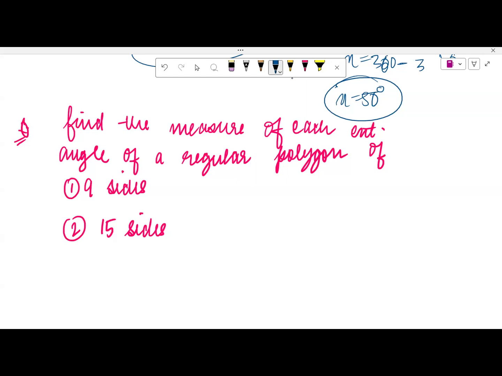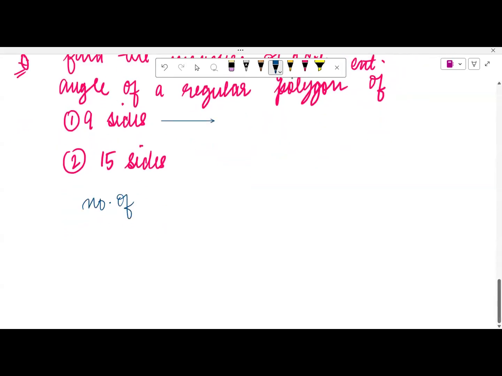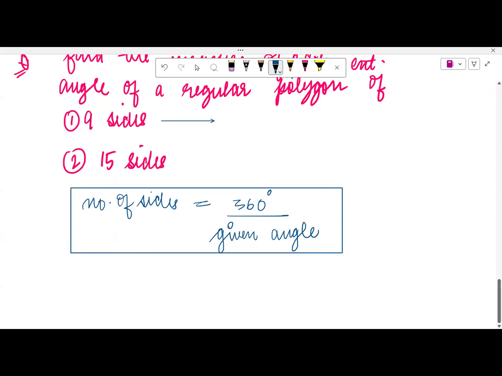Okay, so Amar, tell me, how did you do the first one? Ma'am, I did 360 divided by 9. Okay, so the formula was basically the number of sides is equal to 360 degree divided by given angle. Okay, this was the formula. So over here, the number of sides is given to you and you have to calculate the given angle. So given angle will be equal to 360 degree upon number of sides, which is 9.